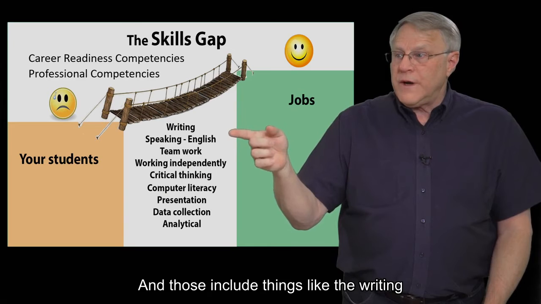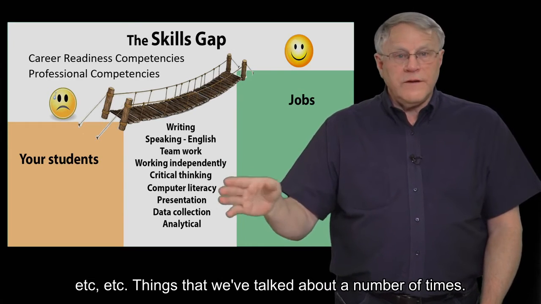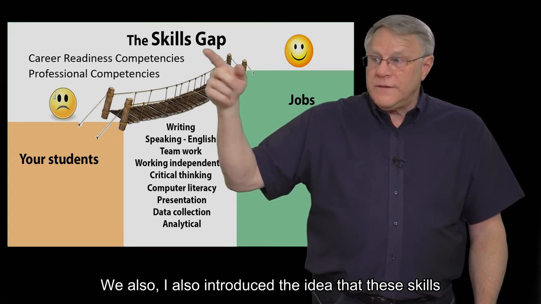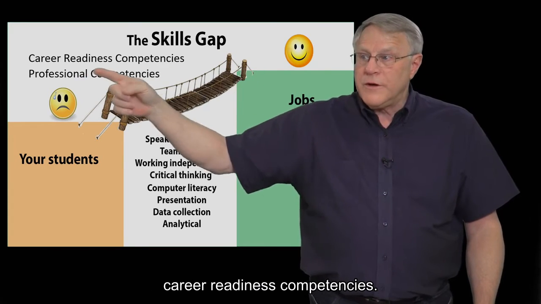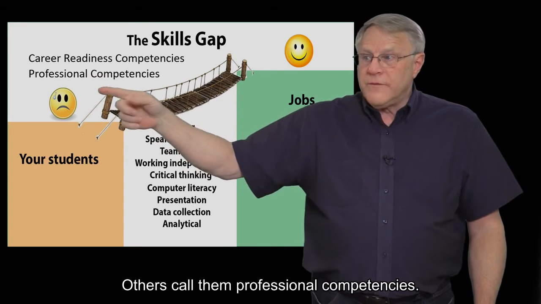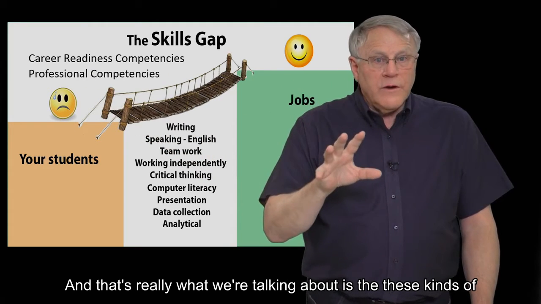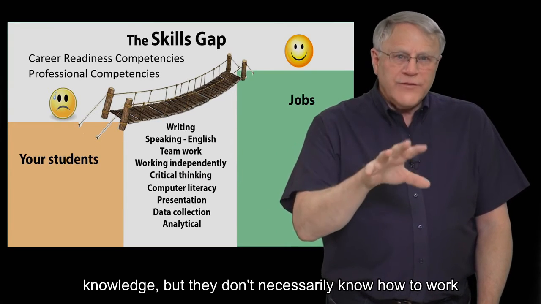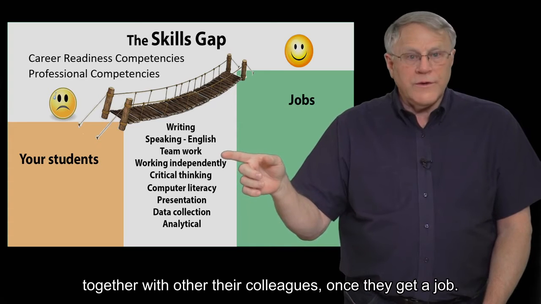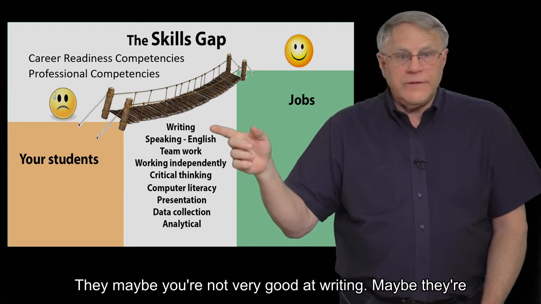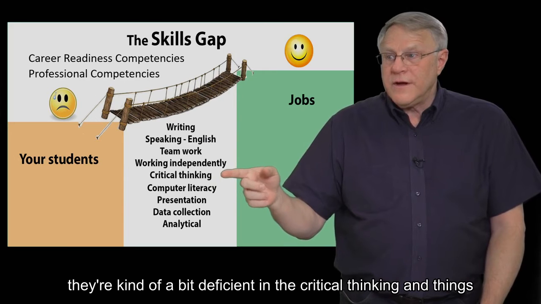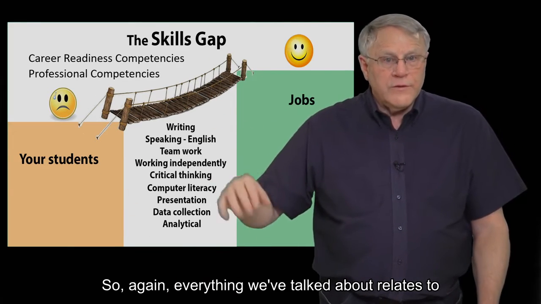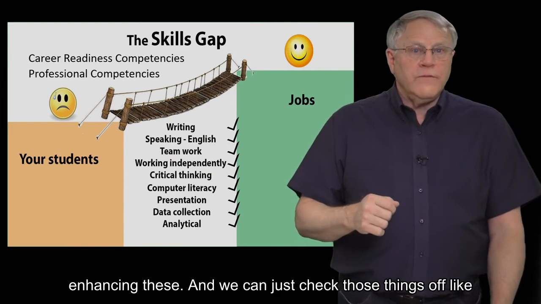And those include things like writing, speaking English, teamwork, working independently, et cetera, things that we've talked about a number of times. I also introduced the idea that these skills that we're talking about, some people call them career readiness competencies, others call them professional competencies. And that's really what we're talking about, these kinds of things that are missing. They have all the technical knowledge, but they don't necessarily know how to work together with their colleagues once they get a job. They maybe are not very good at writing. Maybe they're a little bit deficient in the critical thinking end of things. So again, everything we've talked about relates to enhancing these, and we can just check those things off like that.